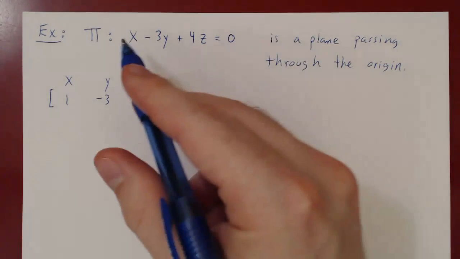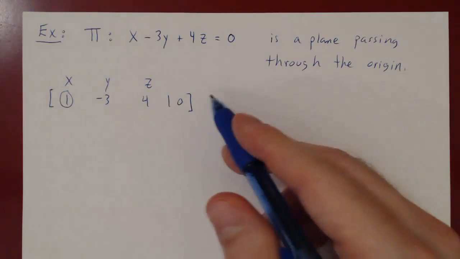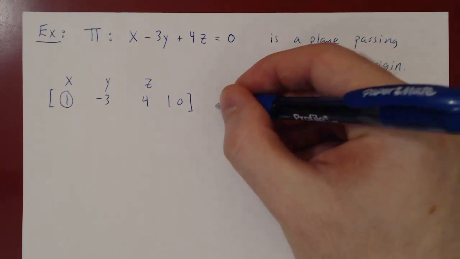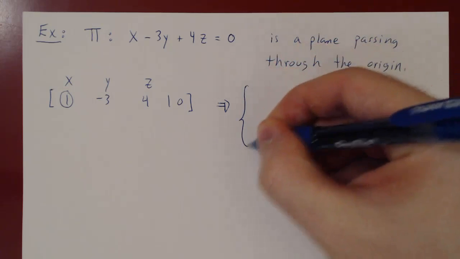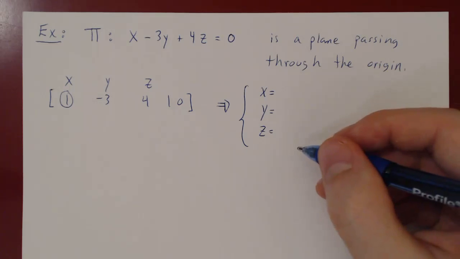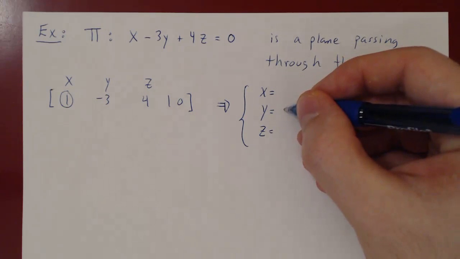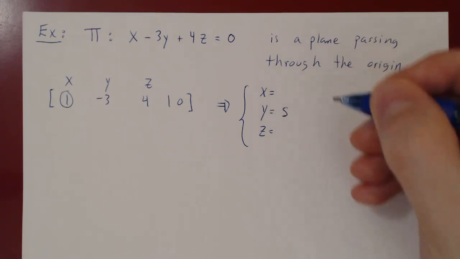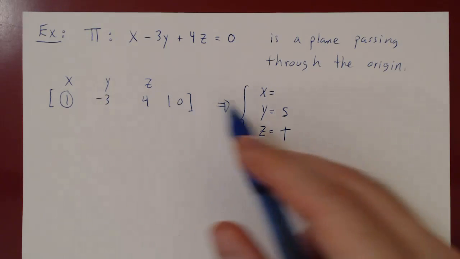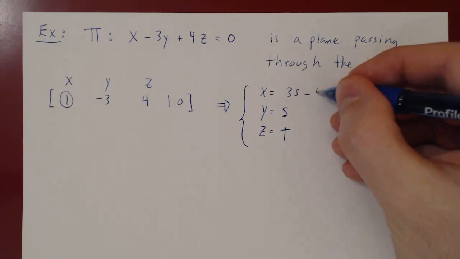And as you can see, I've picked an equation for the plane to give us a trivial linear system. It already is fully row reduced, so we can write the solution set. Y and z are free, so you can let y be s, z be t, and then solving for x will give you 3y, which will give you 3s, negative 4z, which will give you negative 4t.